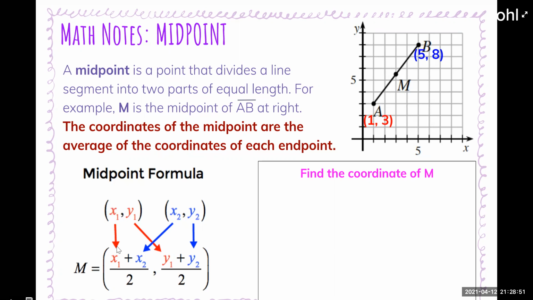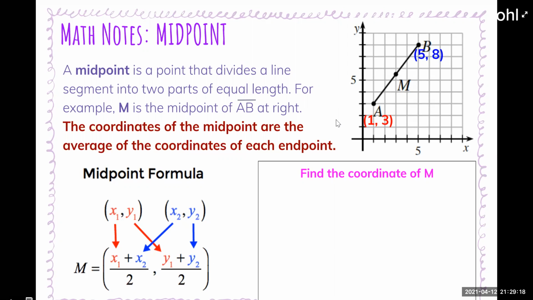So we take the average of the x's to get our first coordinate, which would be the first x, x1, plus the second x, x2, and then divide by 2. And similarly, we would average the y's. So we take the first y, y1, and the second y, y2, and add them together and divide by 2. And once we simplify, this will be an ordered pair that represents the point halfway, the midpoint.